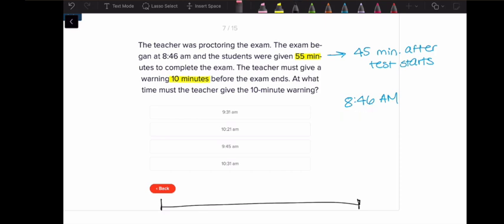You started at 8:46. So you started at 8:46 a.m. You're going to get this warning 45 minutes later. So I'm going to mark this as 8:30. This is going to be 9.